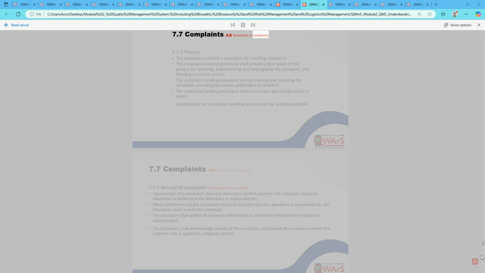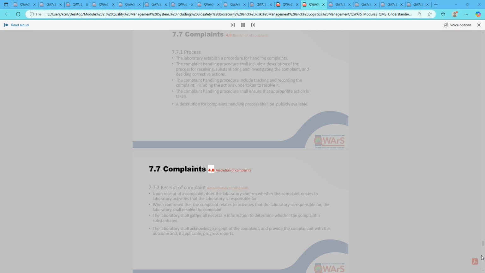7.7 Complaints. 4.8 Resolution of Complaints. The laboratory shall establish a procedure for handling complaints. The complaint handling procedure shall include a description of the process for receiving, substantiating, and investigating the complaint and deciding corrective actions. The complaint handling procedure shall include tracking and recording the complaint, including the actions undertaken to resolve it. The complaint handling procedure shall ensure that appropriate action is taken. A description of the complaints handling process shall be publicly available.